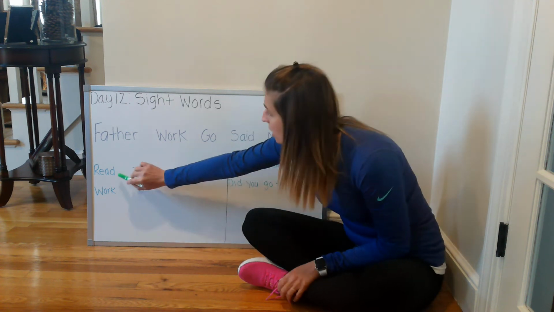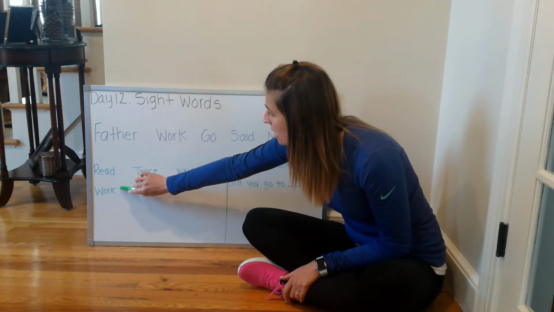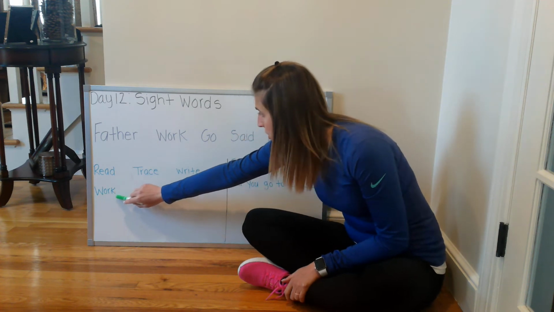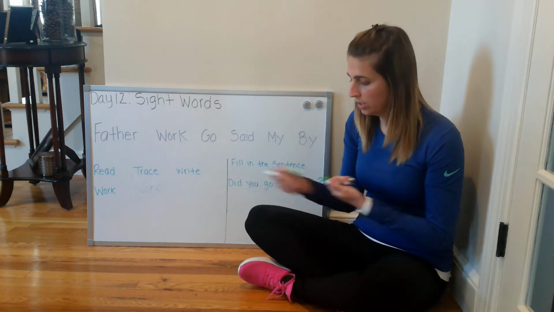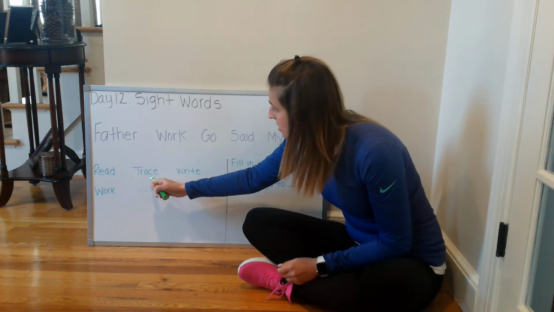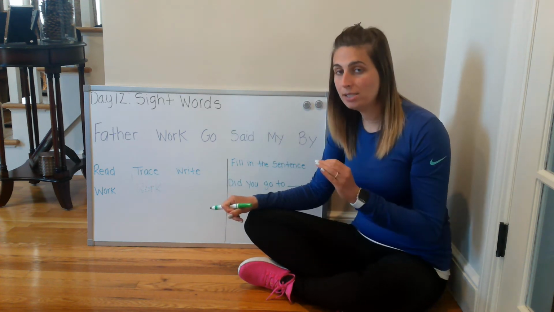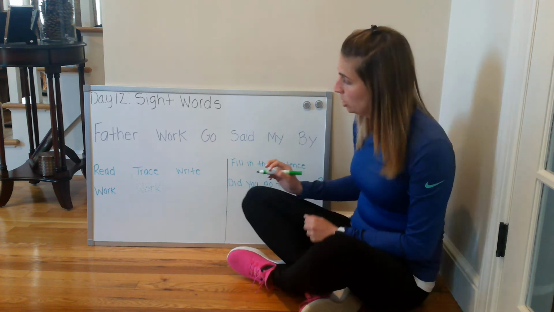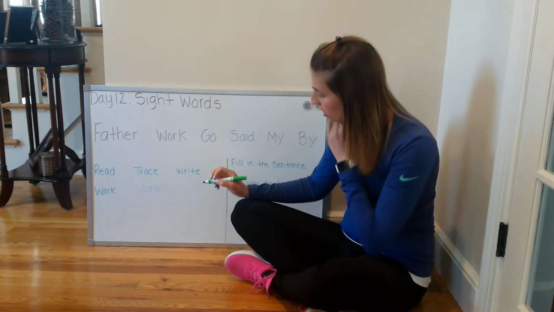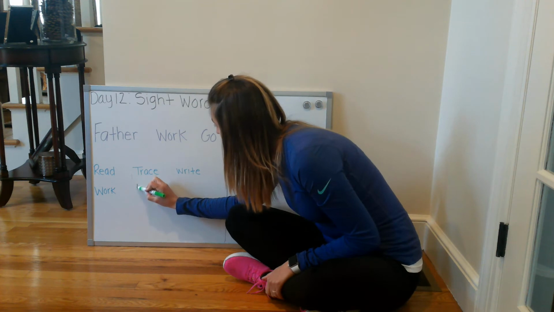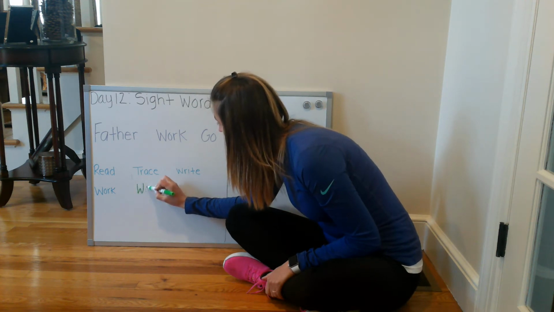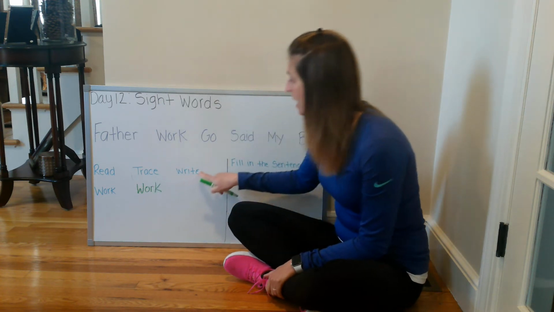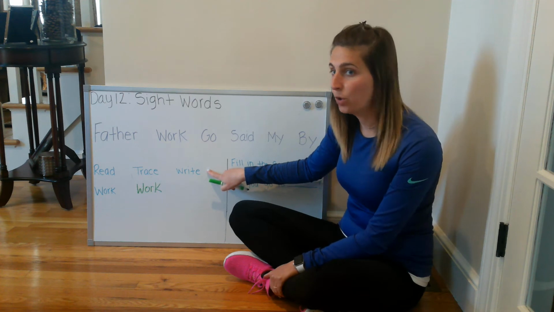So let's begin. Under read, I would read the sight word, and it is work. That sight word is work. Then I will trace the sight word. And as I trace the sight word, I'm going to say each of the letters as I trace them. So now I'm going to trace the word work. W, O, R, K. Work.